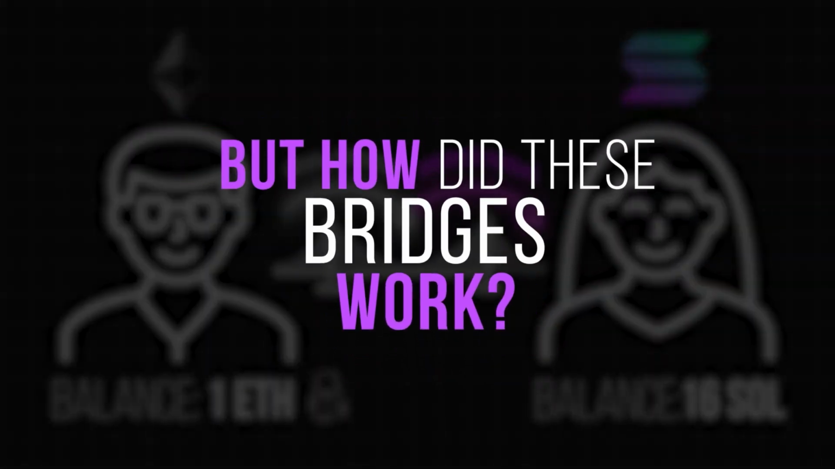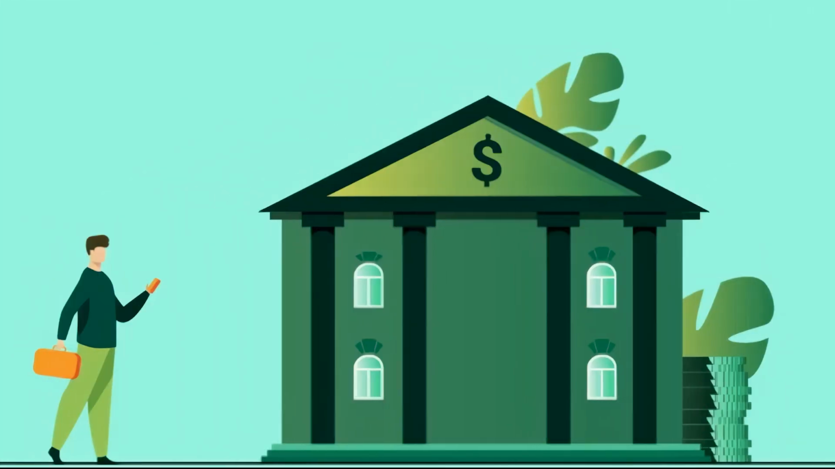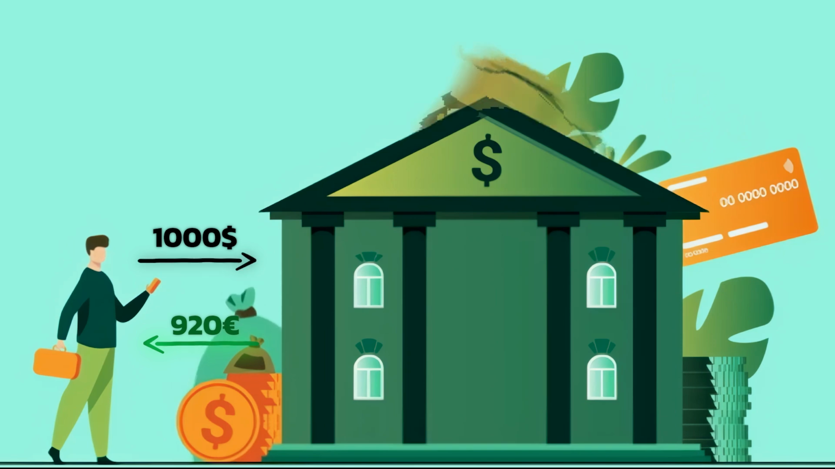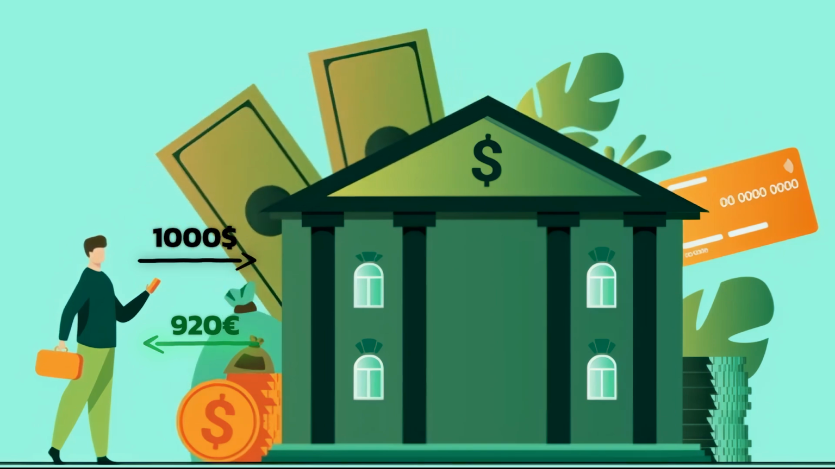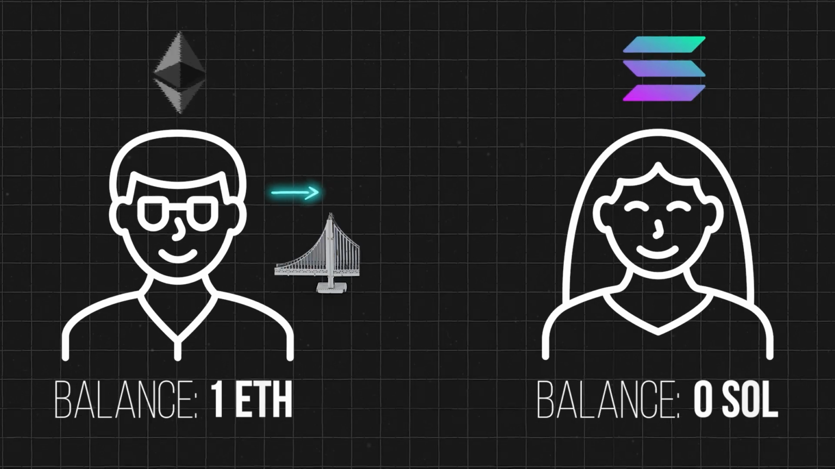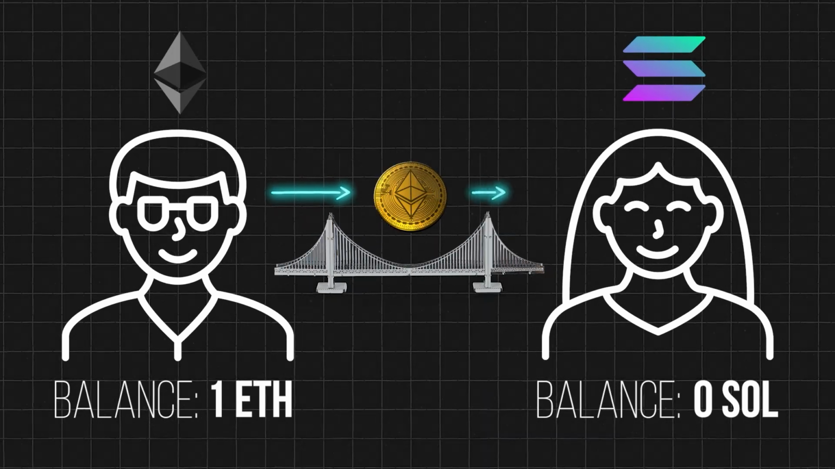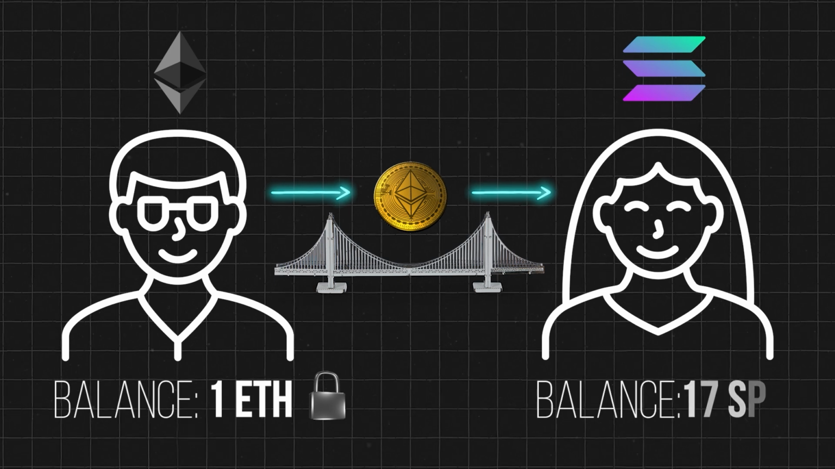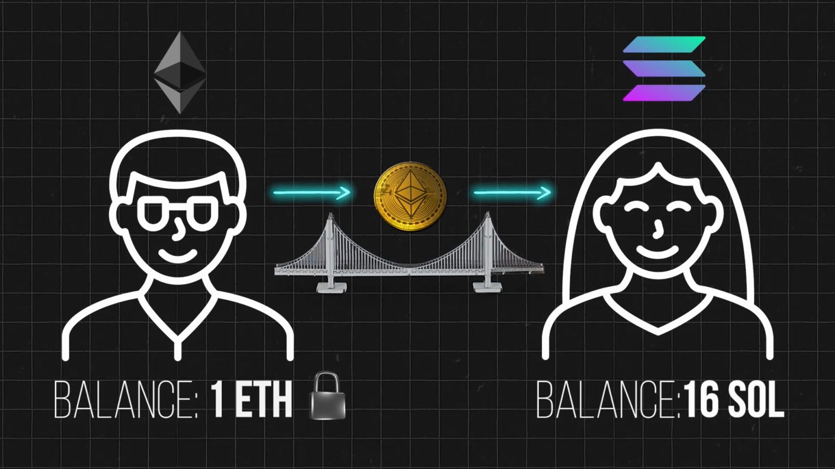But how do these bridges work? The way a bridge works can be compared to a currency exchanger. Imagine you want to exchange dollars for euros. You give your dollars to the currency exchanger, they stay there, and in return you get the equivalent in euros. The situation is similar with bridges. When you transfer tokens from one network to another, the bridge freezes your assets in the first network and releases equivalent tokens in the second.